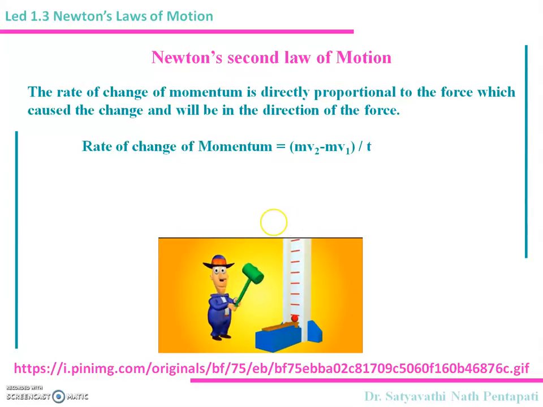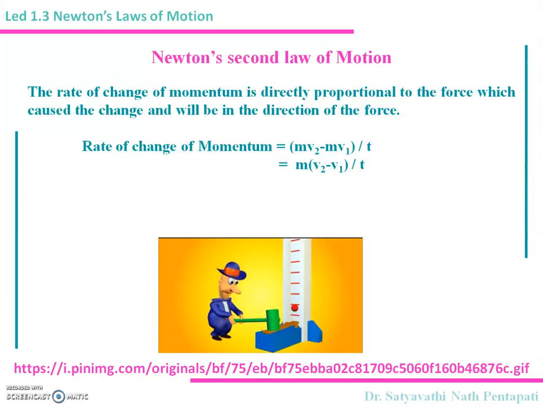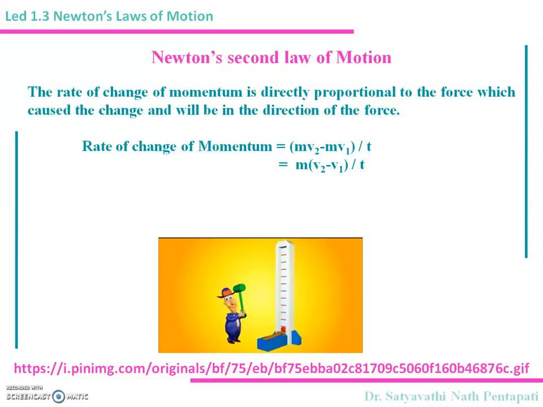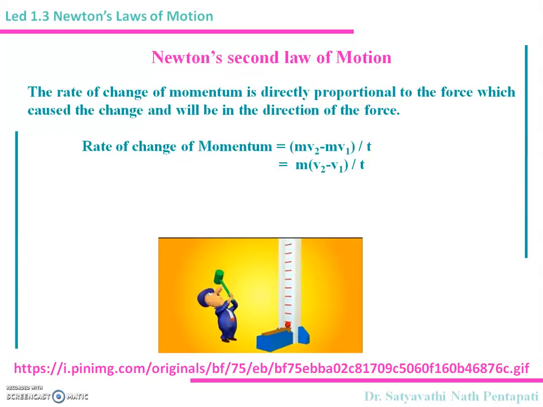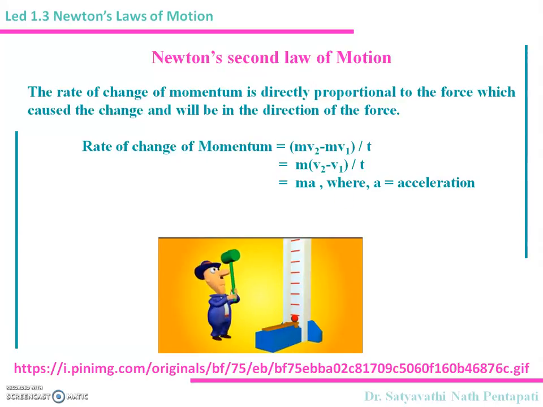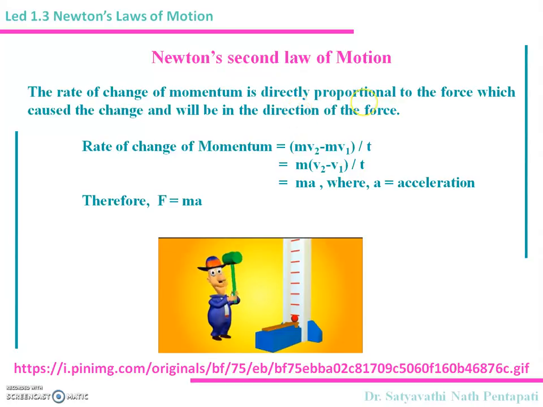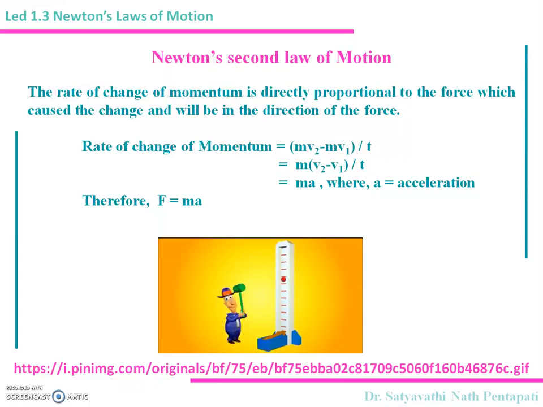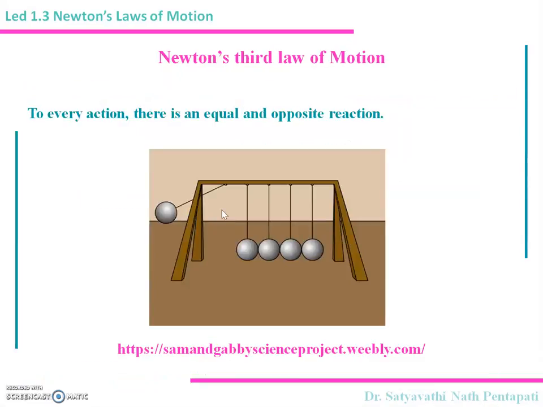If we rearrange these terms, we can get m multiplied by v2 minus v1 upon t. But we know that v2 minus v1 upon t is nothing but rate of change of velocity, that is the acceleration. Therefore, we can say that rate of change of momentum is equal to ma, and according to Newton's second law, as rate of change of momentum is directly proportional to the force that is causing the change, we can say that F equals m into a.